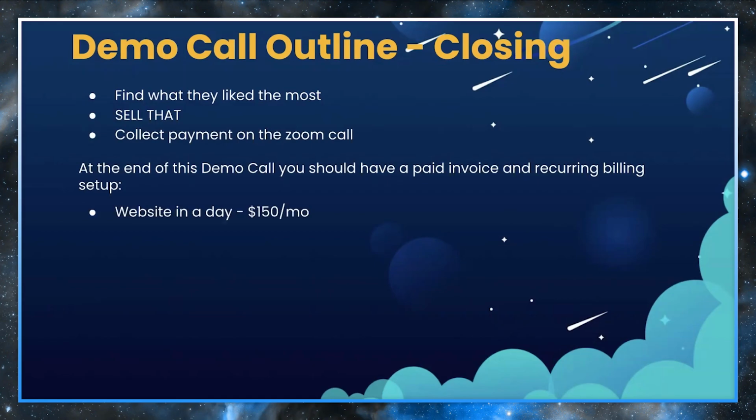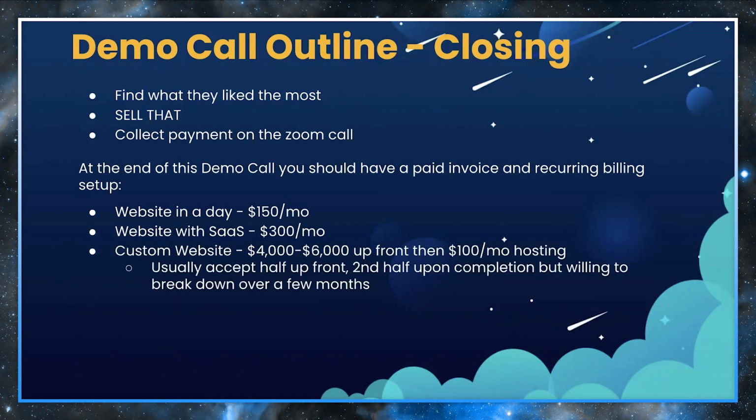Here's how much we charge. And again, we do this inside of High Level. There's a payments tab. You're going to go in there and you can create the invoice and collect the payment there. Website in a day, $150 a month. Website with SaaS, $300 a month. Custom website, $4,000 to $6,000 upfront, then $100 per month hosting. We usually accept half upfront. So if they're paying, let's say $6,000, we'll collect $3K upfront, $3K upon completion.